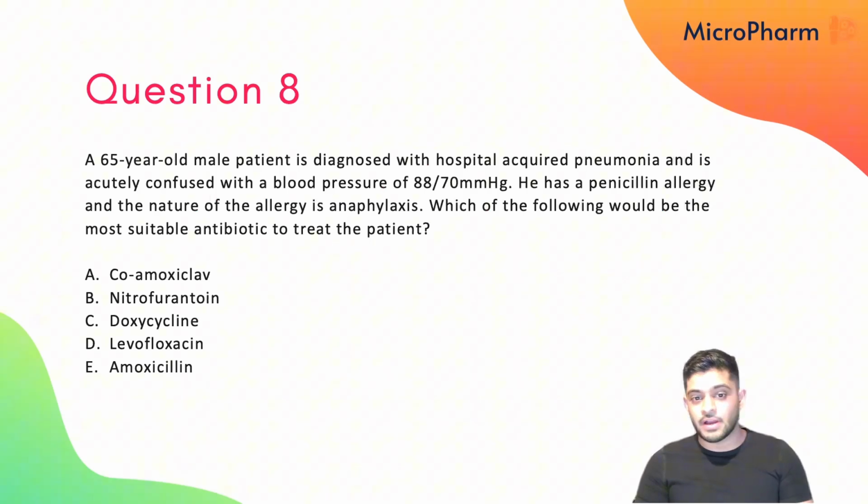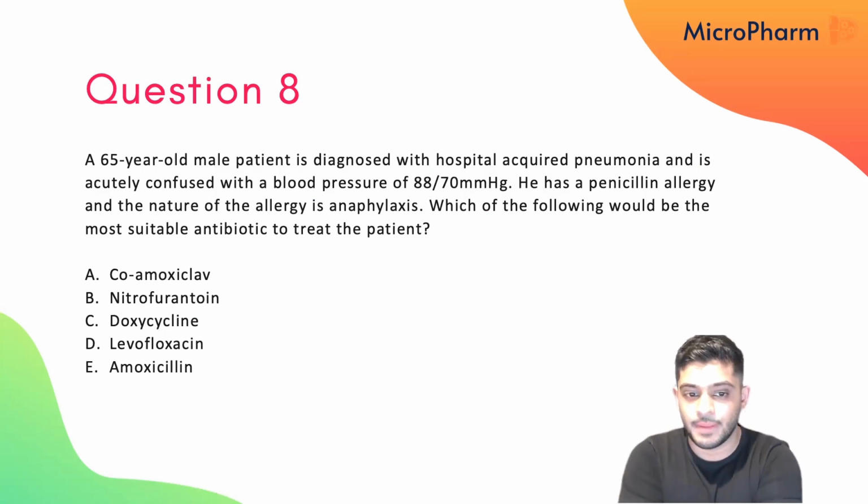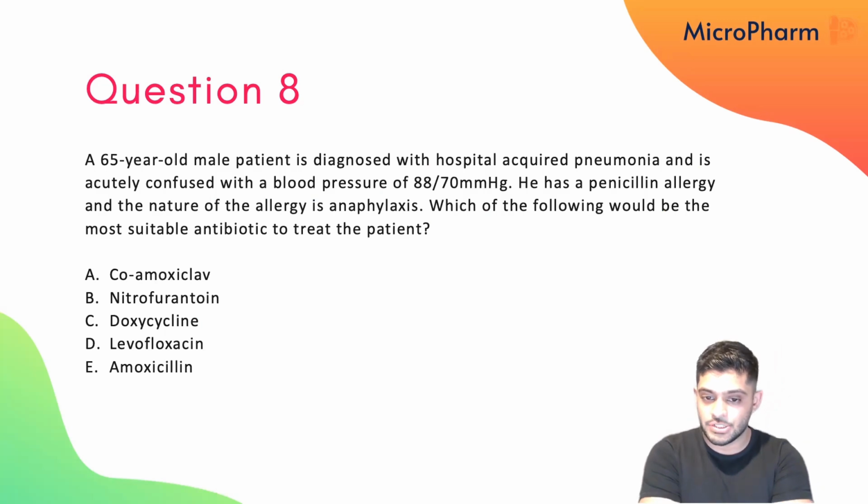So you've got a 65-year-old male patient diagnosed with hospital-acquired pneumonia. They have a blood pressure of 88 millimeters of mercury systolic and 70 diastolic. Penicillin allergy, nature of the allergy is anaphylaxis. Which of the following is the most suitable antibiotic to treat this patient with? Let's share the answer here.